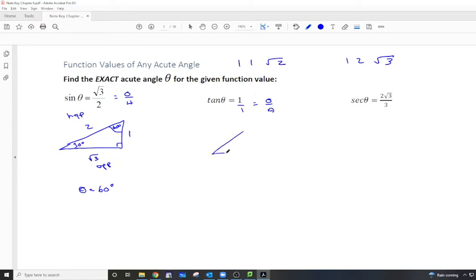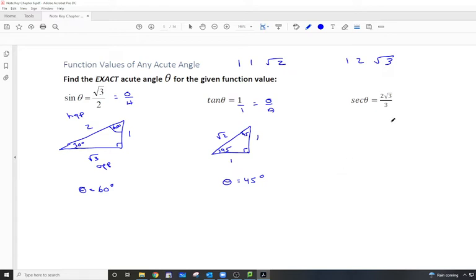So if I draw that, and you might not need to draw it for this one, right? This is going to be my 45, 45, 90 triangle. So this is going to be a 1, 1, root 2, and we check. No matter which 45-degree angle I look at, the ratio of opposite to adjacent is 1. So theta is 45 degrees.